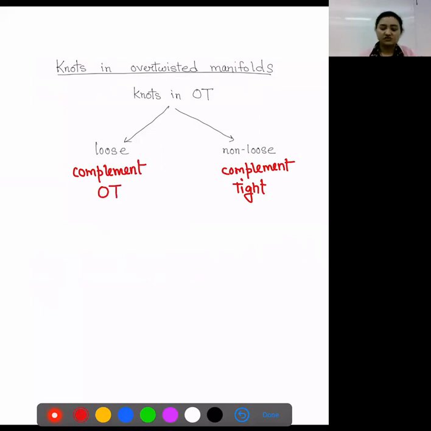There are lots of ways to define these two types of knots. One is this, that the complement is tight versus the complement is over-twisted. We can also say that a non-loose knot is a knot which intersects every over-twisted disc in the manifold. A loose knot is one where there is an over-twisted disc disjoint from the knot. There are also surgery definitions: if you take a knot and do a surgery on that knot, and that produces a tight manifold, then it will be non-loose. So there are a lot of ways to think about these knots.